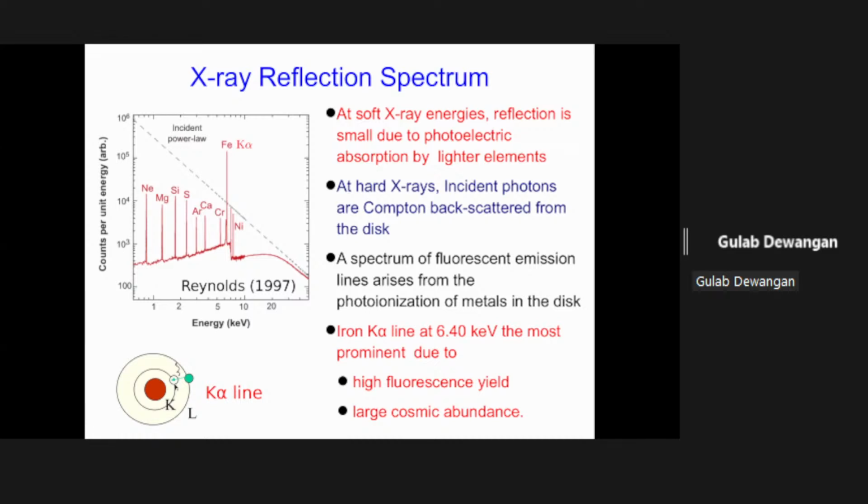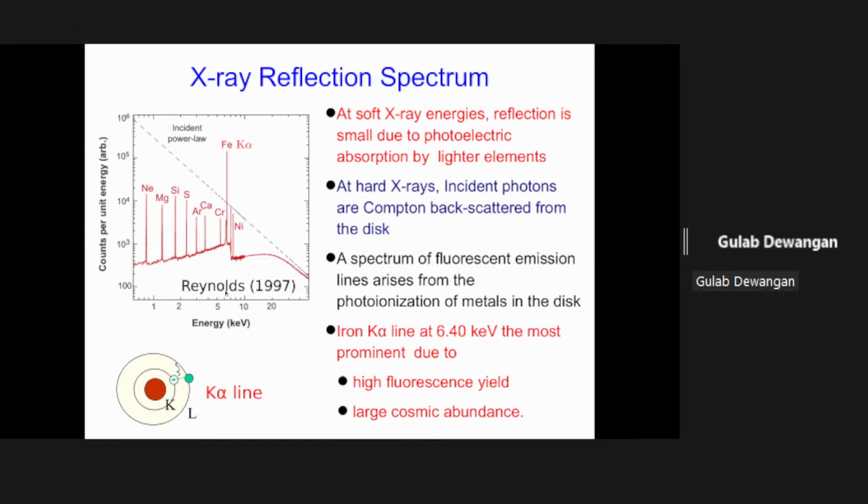In such a case, the ion is in an excited state, and an L shell electron will jump to the K shell, and a characteristic photon with the energy difference between the K and L shells will be emitted. That is the K alpha photon, and these transitions constitute the iron K alpha line, which we see here.